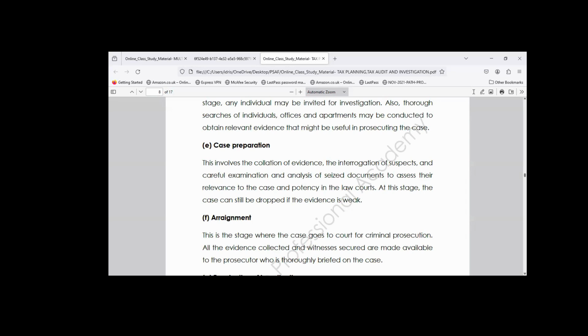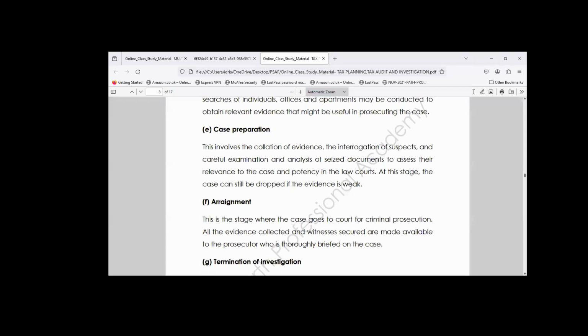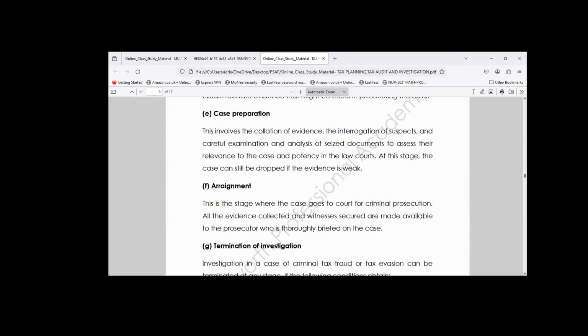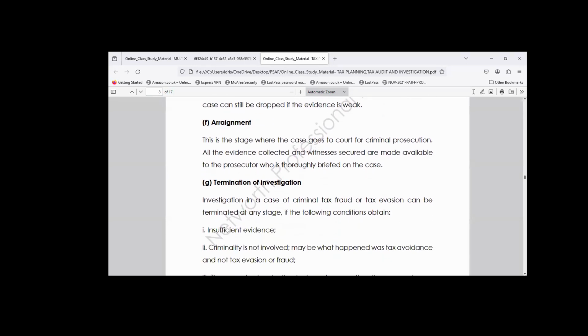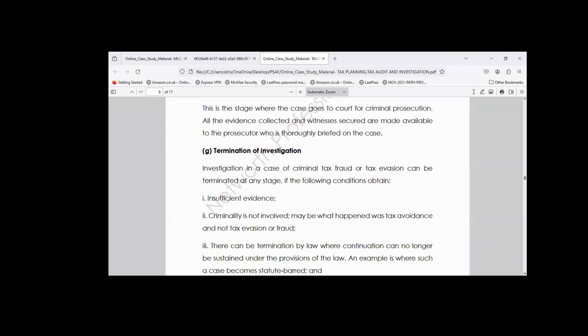So after case preparation, they have to arrange the company to court, take them to court. After that, termination of investigation. Termination of the investigation depends on the final judgment by the court.